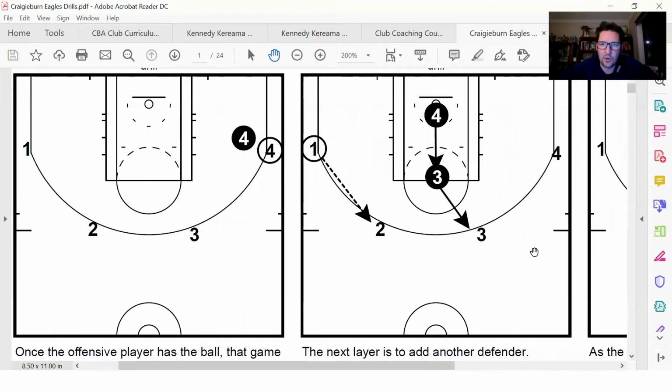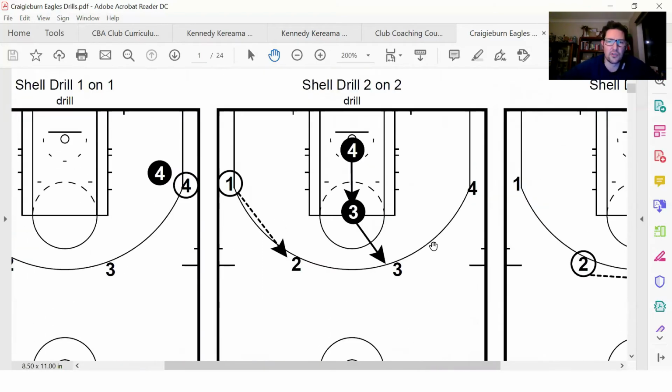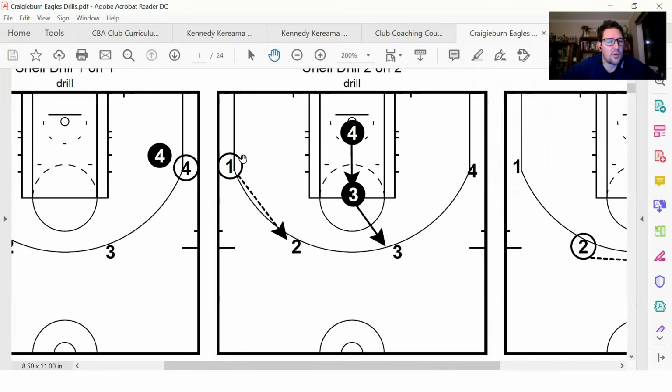The next way I would progress that is I'll bring in a second player. So this is shell drill with 2-on-2. Same premise as before, where you have those 4 players on the outside of the 3-point line, and this time you have 2 defenders. So 4 is playing on 4 again, 3 is playing on 3, and they're mixing the ball here with 1.